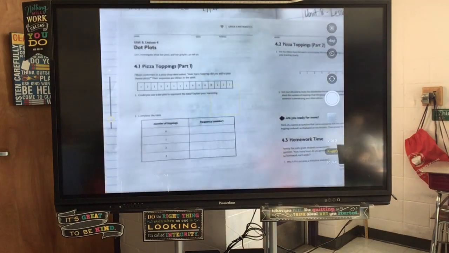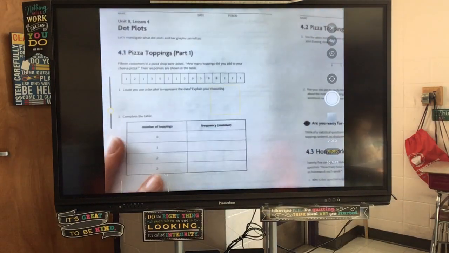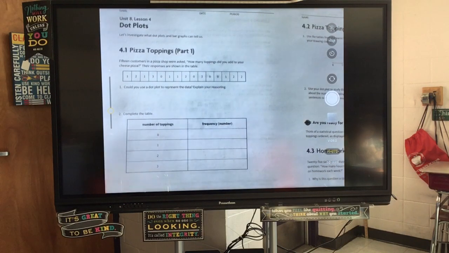All right, so we're just gonna jump right in. It says 15 customers in a pizza shop were asked, how many toppings did you add to your cheese pizza? Their responses are shown in the table. It says, could you use a dot plot to represent the data? Explain your reasoning. So, looking at our data, do you think you could use a dot plot? Give me a thumbs up if you're like, yeah, I would use a dot plot. Okay. All right, why?